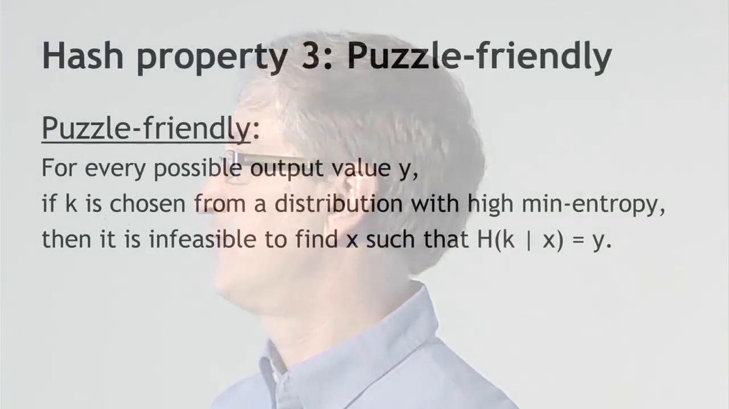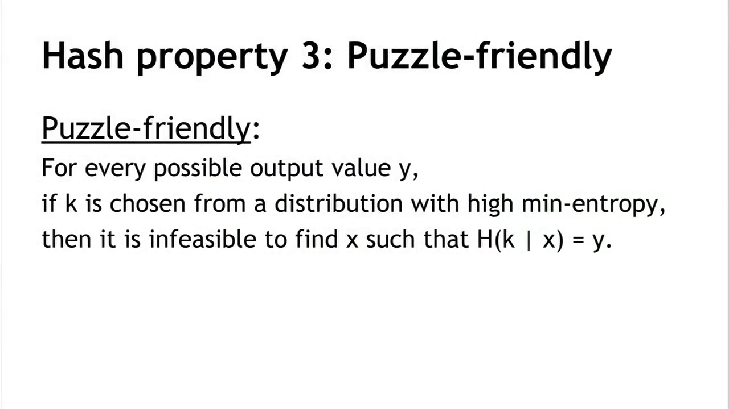The third security property we're going to need is that they're puzzle friendly. And this is, again, a little bit more complicated, but let me just go through it a bit by bit. For any possible output value y that you might want from the hash function, we're going to use y as an output value of the hash later, that if k is chosen from a distribution that has high min-entropy, that is k is chosen randomly from some set that's super spread out, then there's no way to find an x such that the hash of k and x is equal to y.